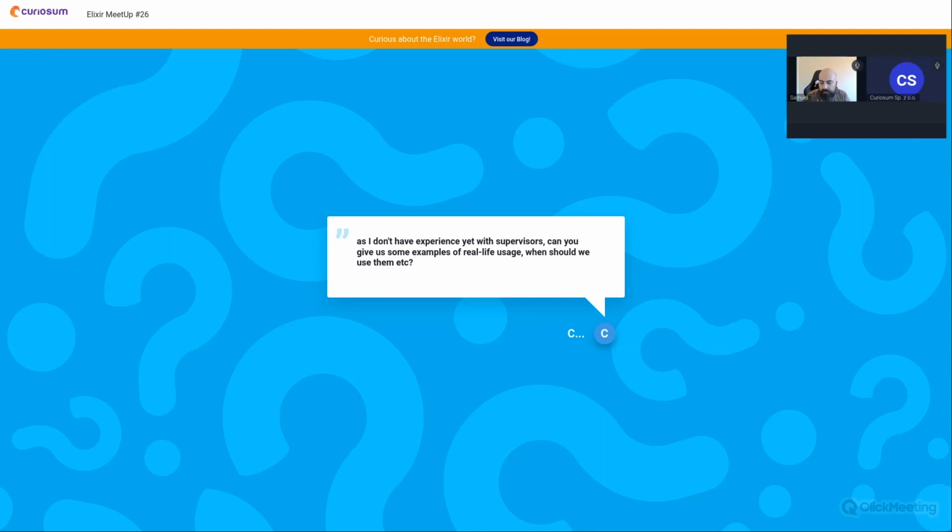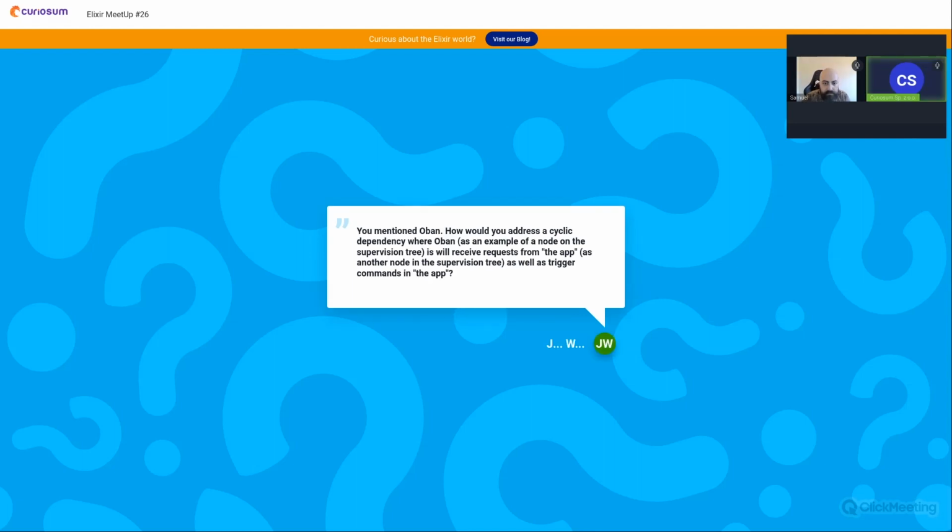And we have another question from Jan. You mentioned Oban. How would you address a cyclic dependency where Oban, as an example of a node on the supervision tree, is to receive requests from the app as another node in the supervision tree, as well as trigger commands in the app? So the app represents a node in the supervision tree, which is in a cyclic dependency with the Oban worker.